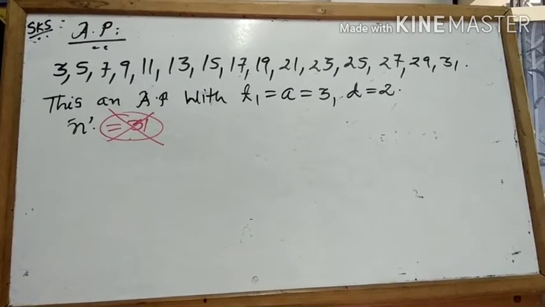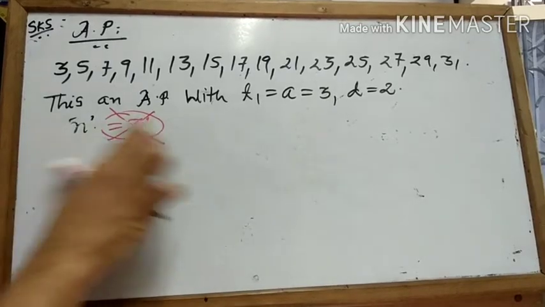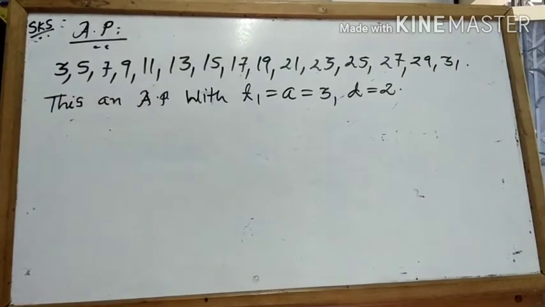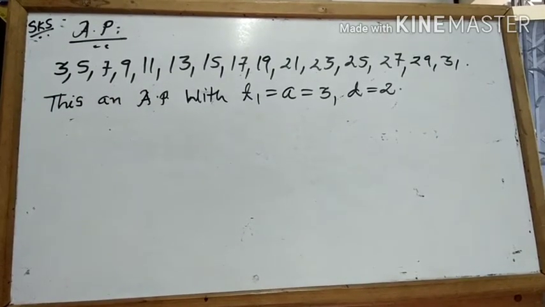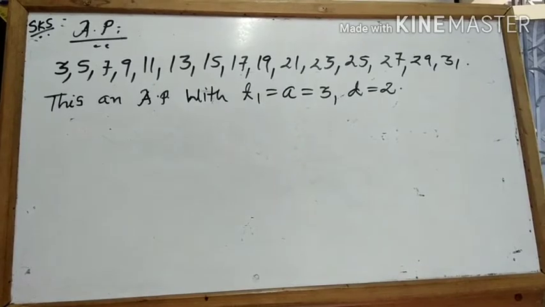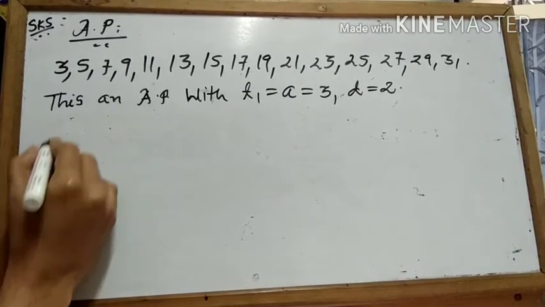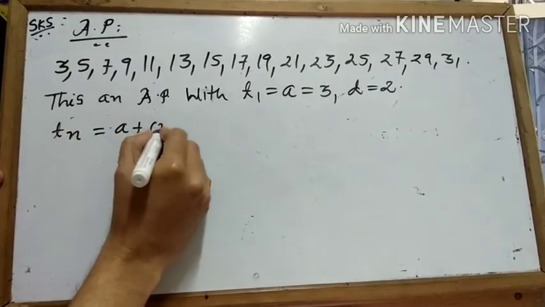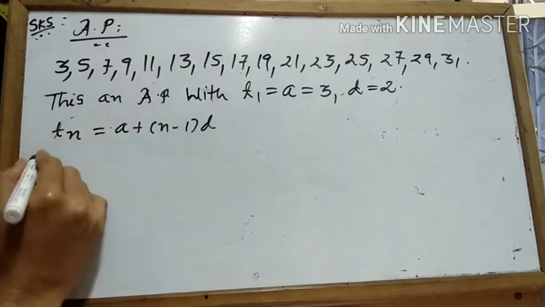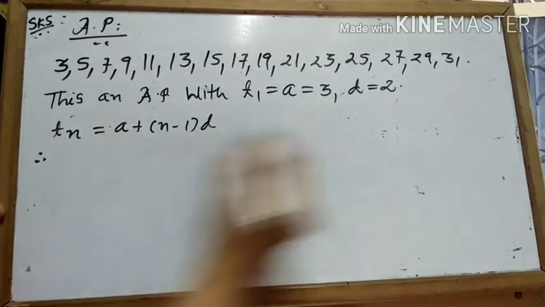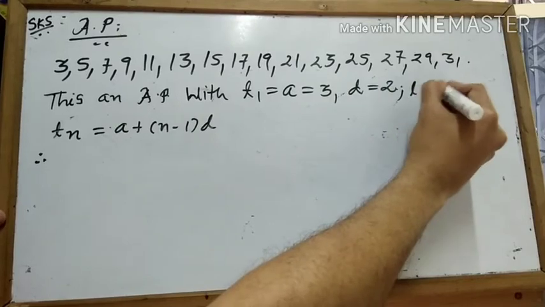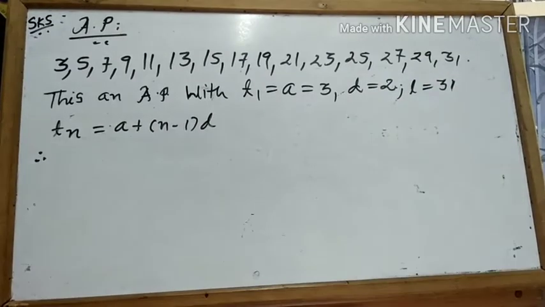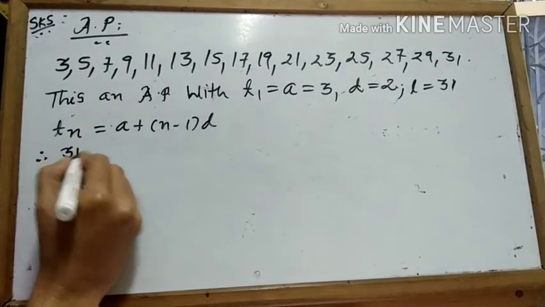If I want to find n, of course, this being a finite sequence, you can count, and somebody will smartly answer, sir, there are 15 terms. But I am not interested in finding it by counting the terms. We'll find it mathematically. Tn is a plus n minus 1 into d. Here Tn is the last term. Remember, for a finite sequence the last term is many a time represented by small l. So I know the last term here is 31.